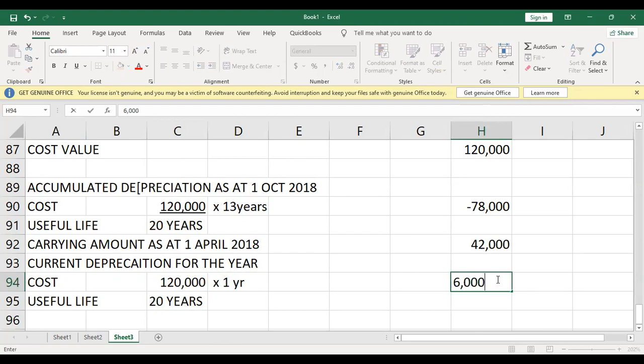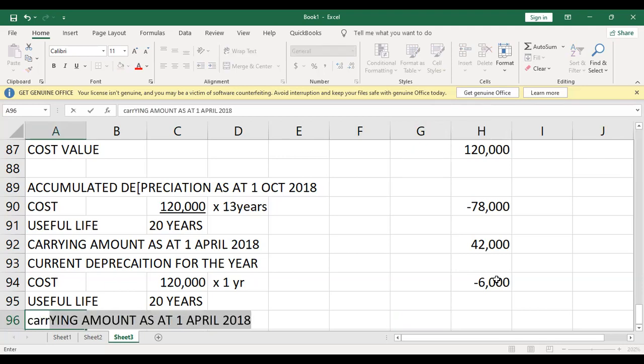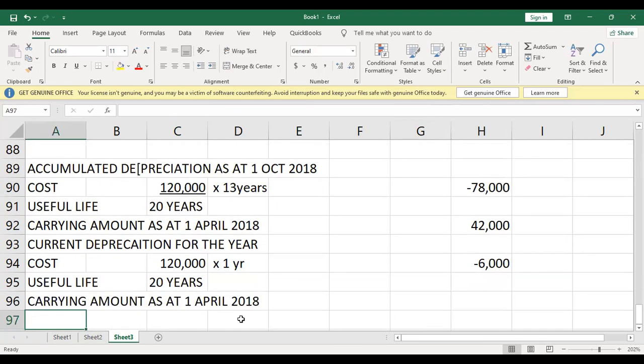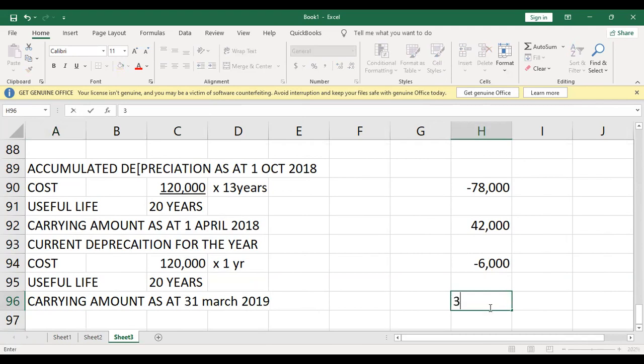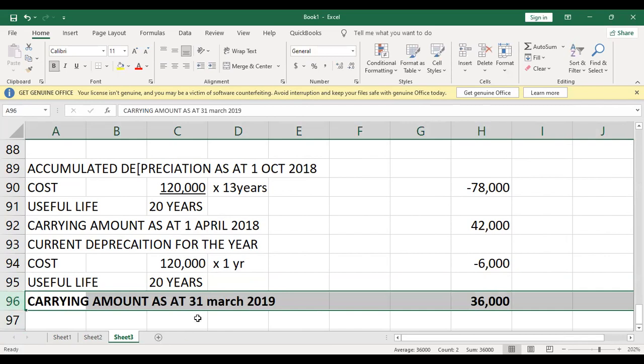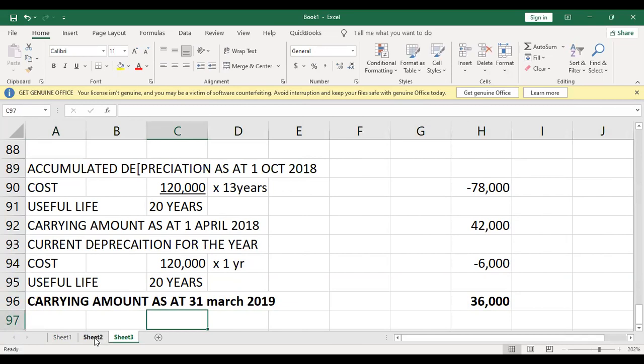So how much do we have? The current amount is 42 minus 6, which is how much? 36,000. So the current depreciation for the year is 6,000.